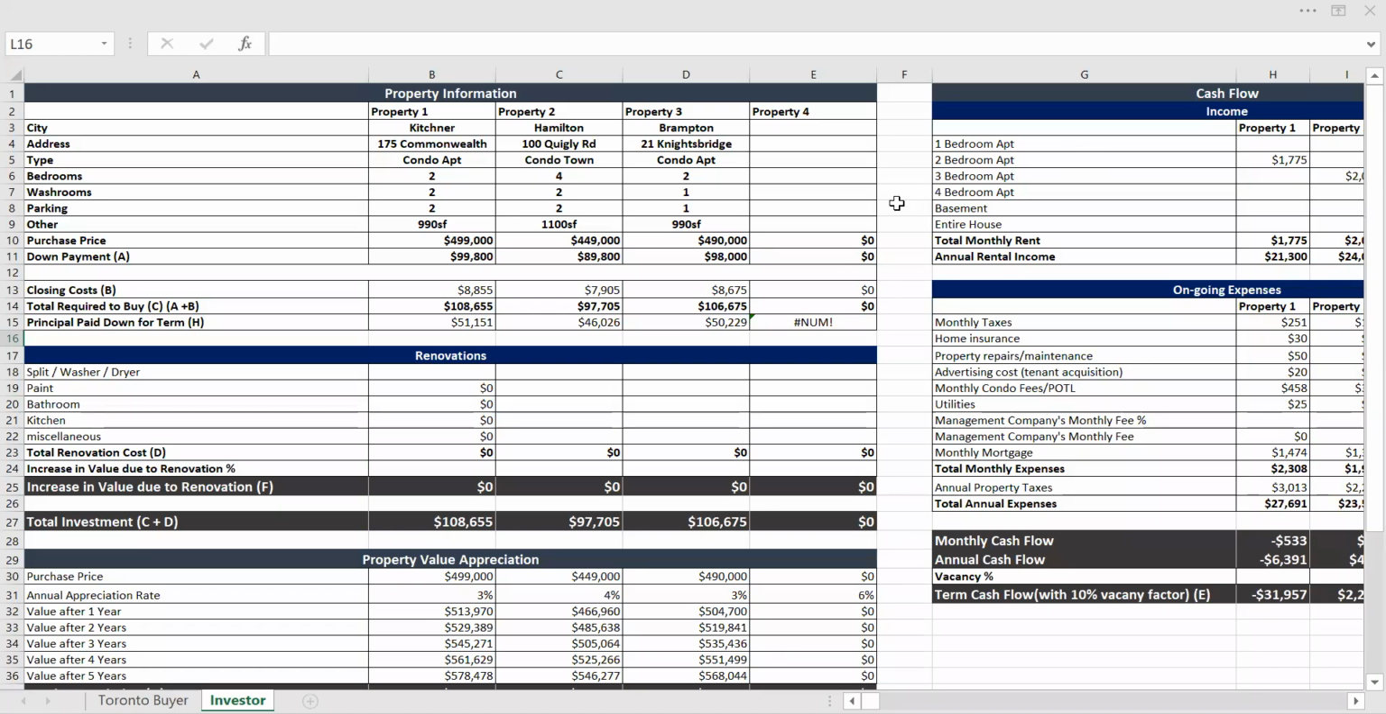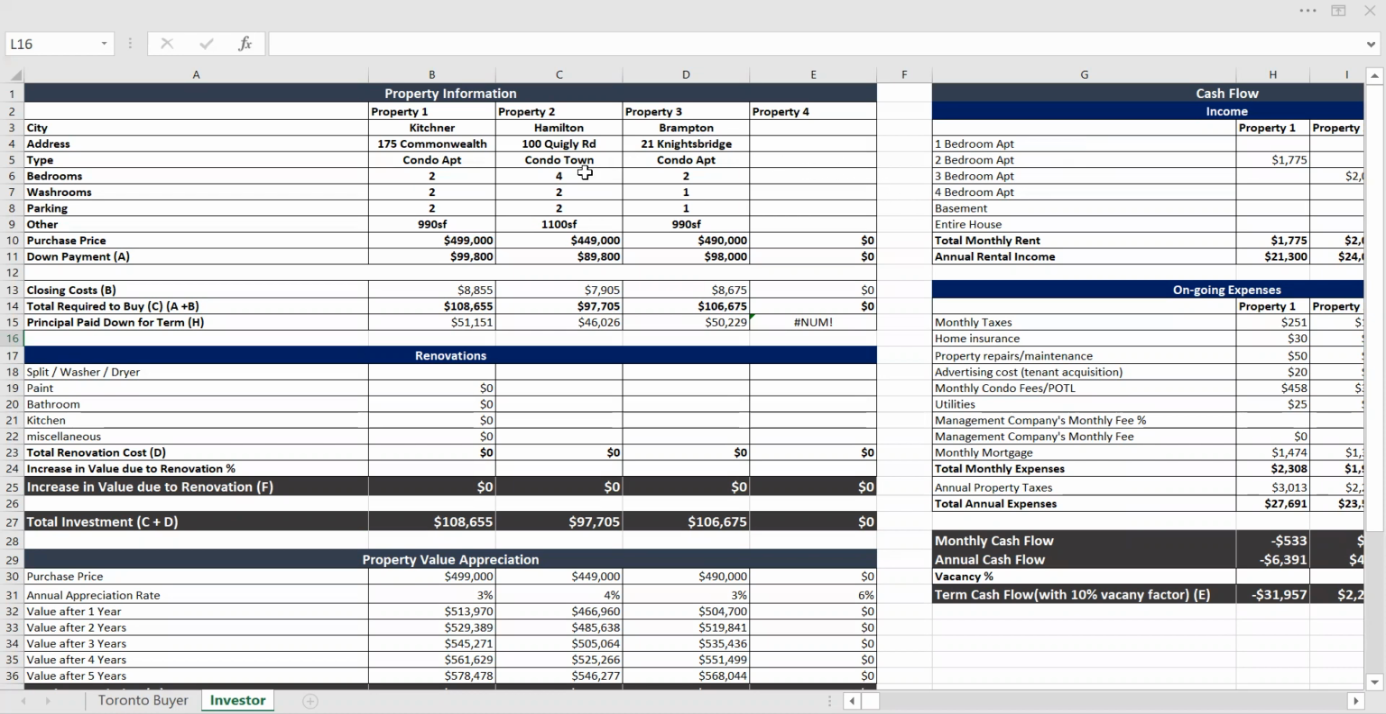Hi, everybody. Darwin here. Today, I'm going to take you behind the scenes and show you what I do with investors when we're trying to do an analysis on properties, trying to decide which one to go with, which one is better. And so this is how I guide investors through making that decision.